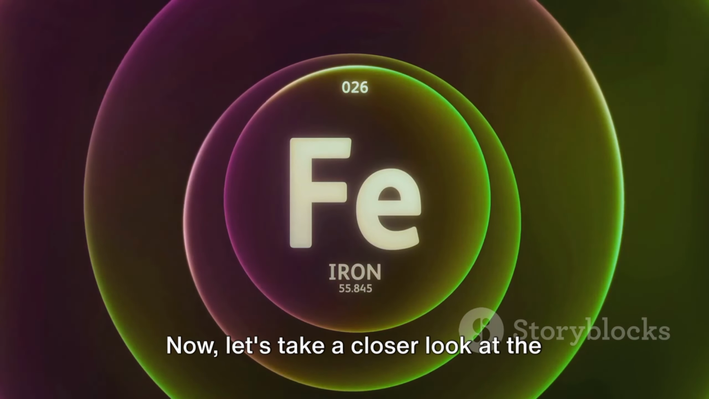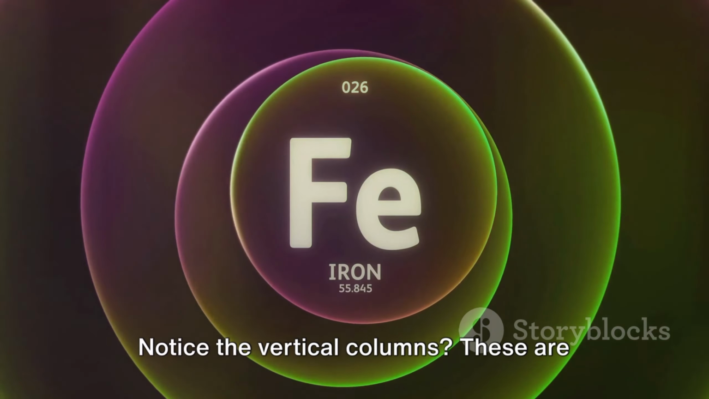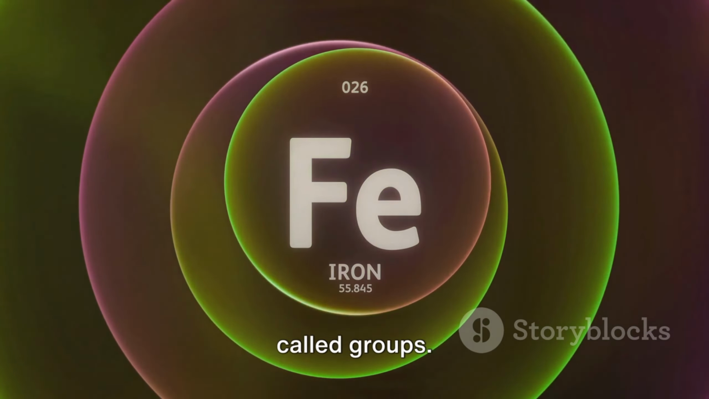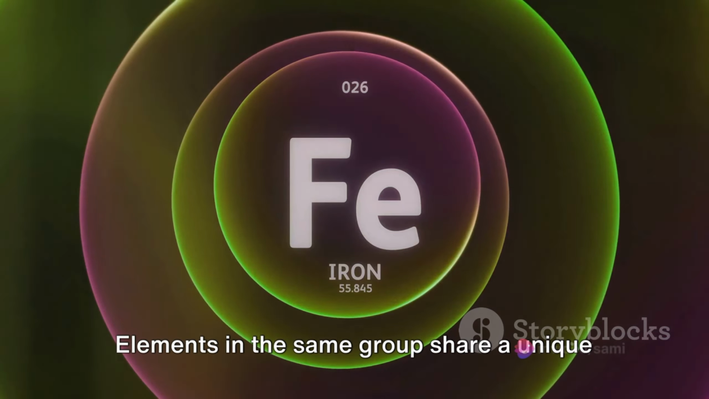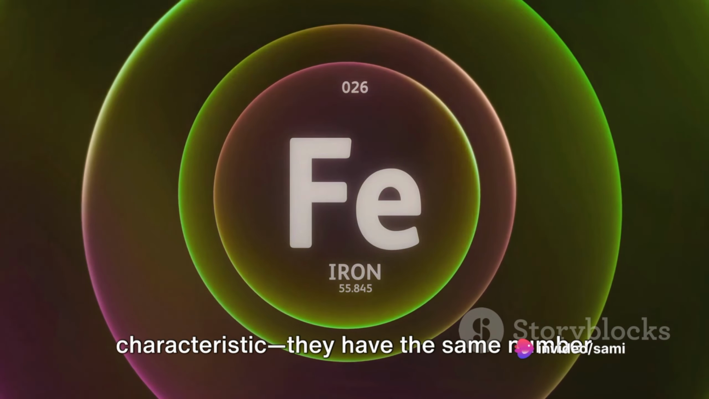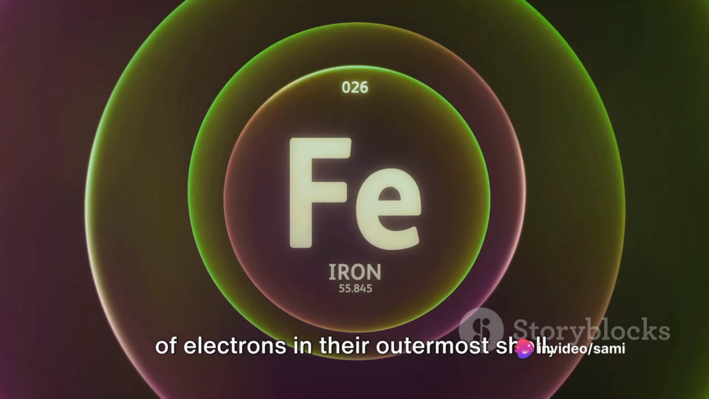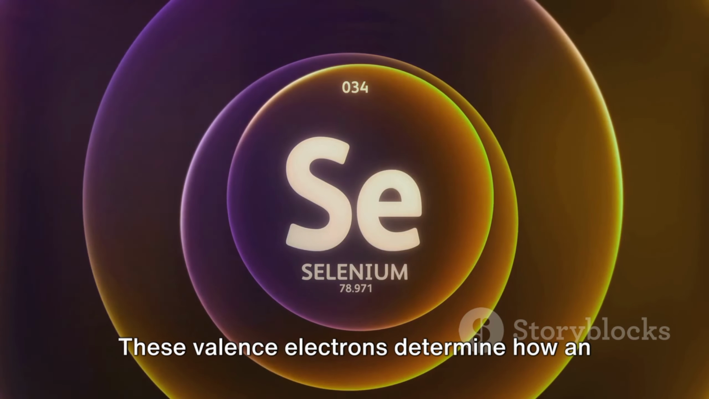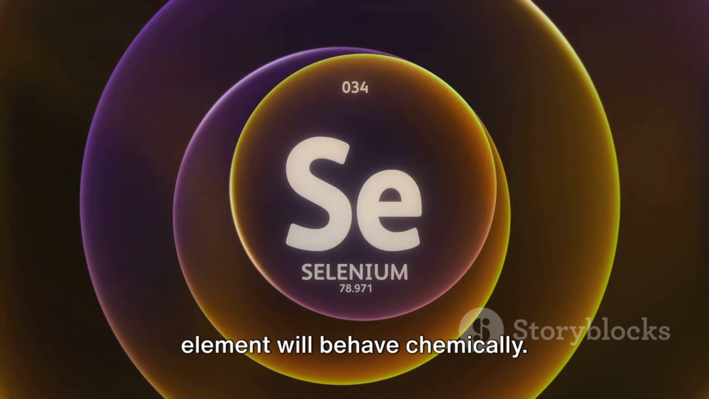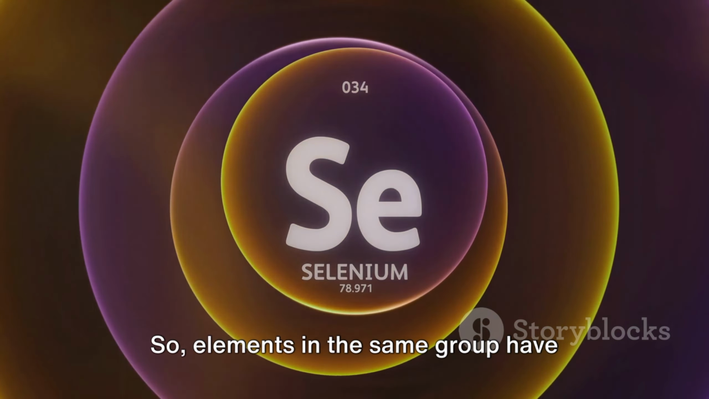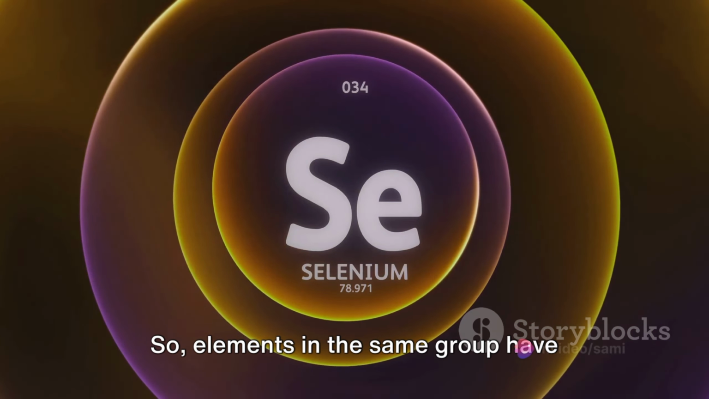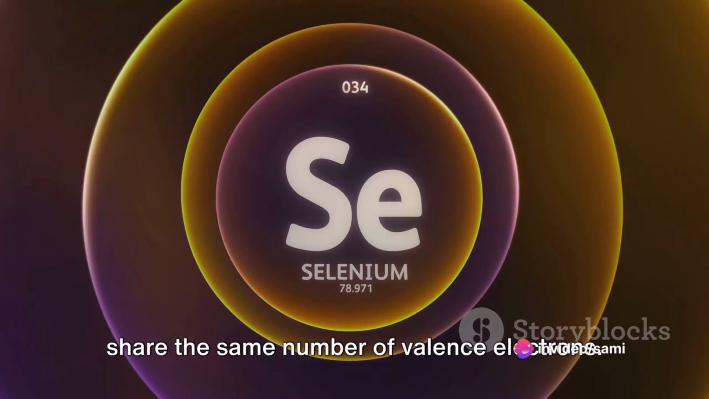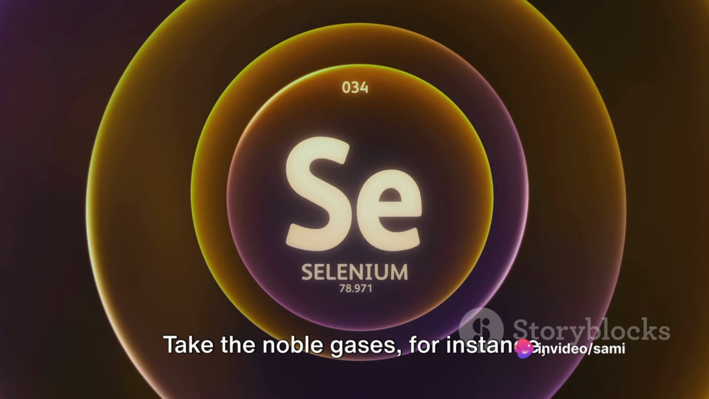Now, let's take a closer look at the periodic table. Notice the vertical columns? These are called groups. Elements in the same group share a unique characteristic. They have the same number of electrons in their outermost shell, also known as valence electrons. These valence electrons determine how an element will behave chemically. So, elements in the same group have similar chemical properties because they share the same number of valence electrons.